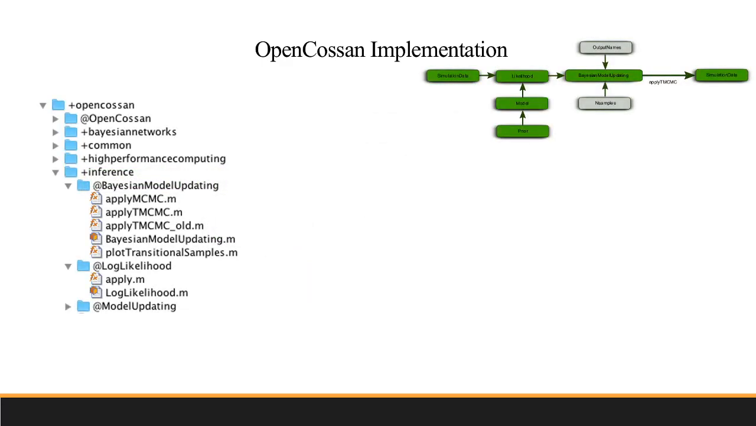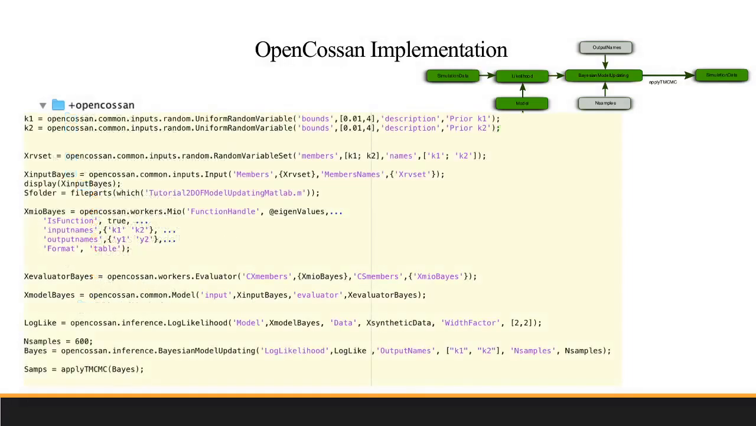In the OpenCossan implementation, if you look inside the OpenCossan directories, you see in inference is where these methods belong. There's a new Bayesian model updating class, which has a couple of methods: apply, TMCMC. There's also a likelihood class. This is just a brief sample of what some code would look like to perform Bayesian model updating in OpenCossan. In the next video, I will go through this example line by line.